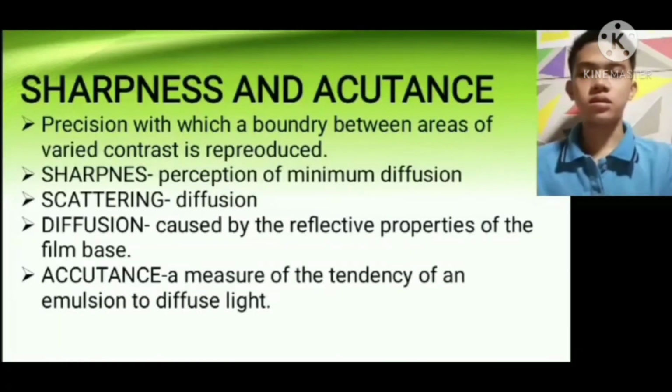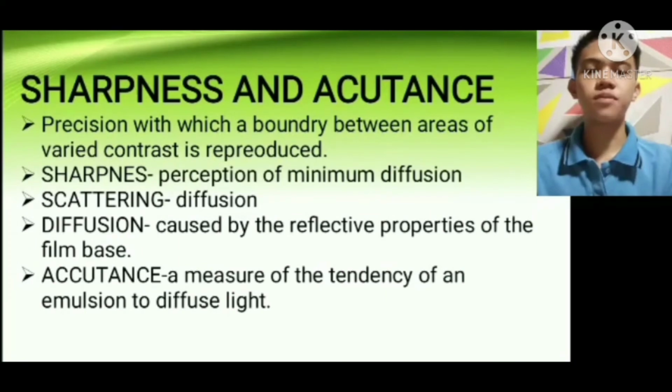Sharpness and acutance. The sharpness of a negative refers to the perception with which a boundary between areas of varied contrast is reproduced. Sharpness shall mean the perception of minimum diffusion, in which the distinctiveness of objects in a picture is visualized to be well defined and clear.